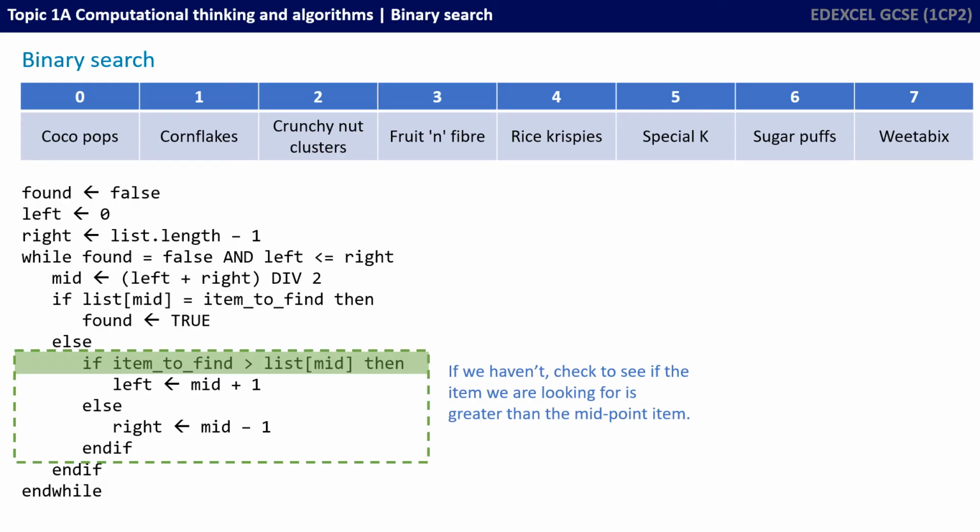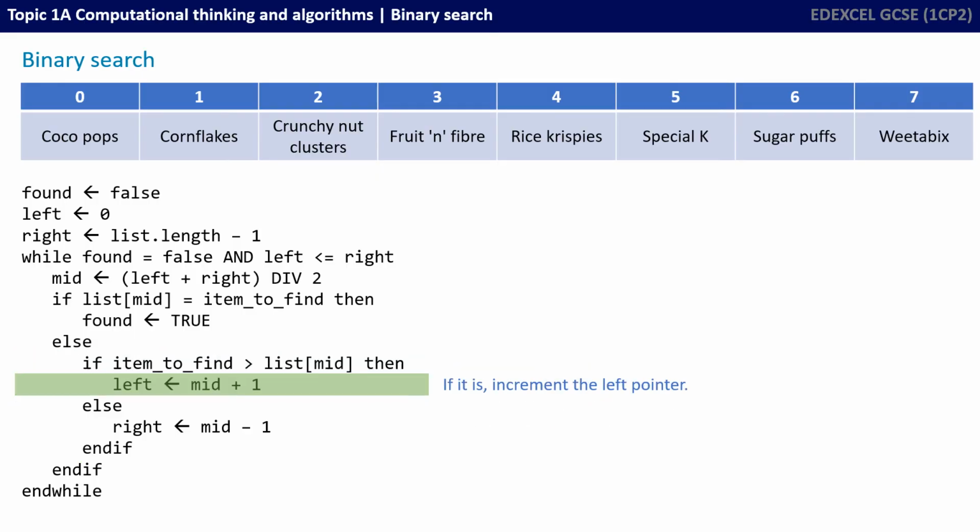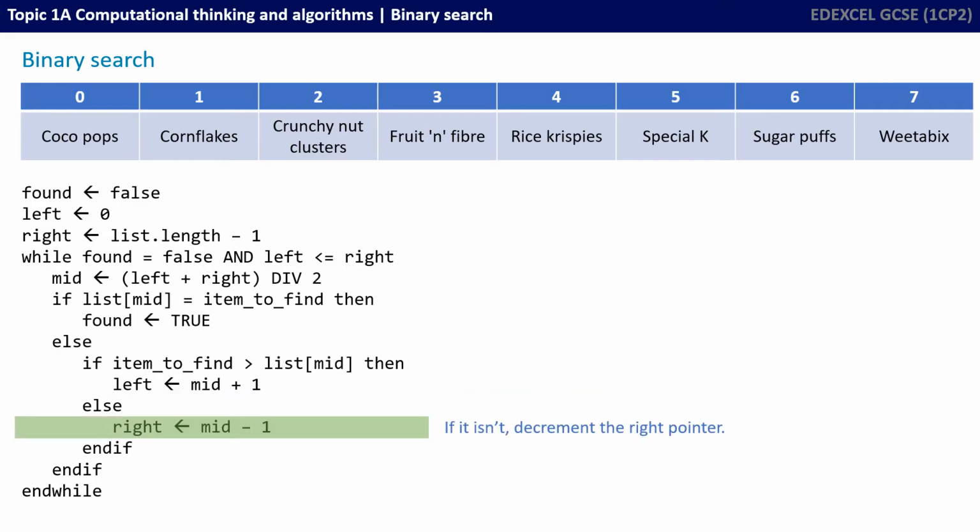Else, if we haven't, then check to see if the item we're looking for is greater than our midpoint item. If it is, then increment the left pointer. If it's not, then decrement the right pointer.